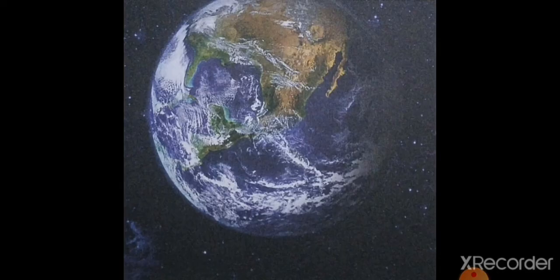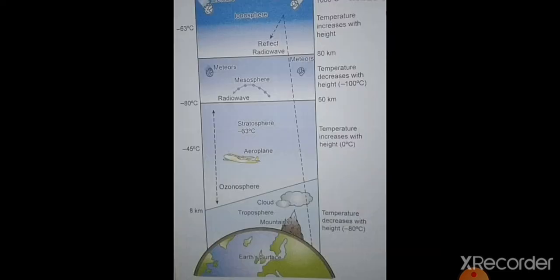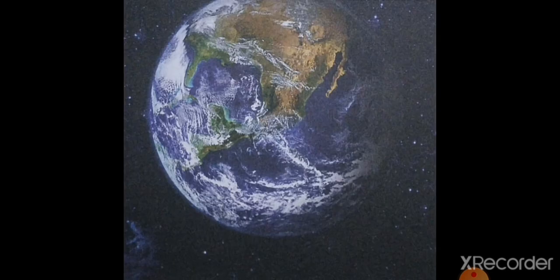Exosphere is the uppermost layer of the atmosphere. It is thousands of kilometers high and very slowly merges with the interplanetary space. Here, the air is rarefied and the air molecules have the tendency to escape to space because of the lack of gravitational force.